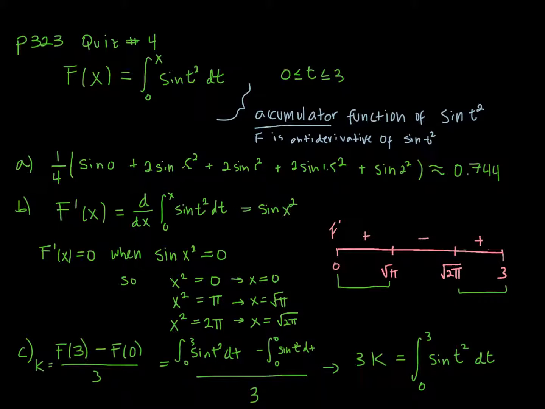Right, page 323, the quiz. Number 4 is a little tricky. Here we have capital F of x, which is simply the accumulator function from 0 to x of this function, sine of t squared, and it's from 0 to 3.